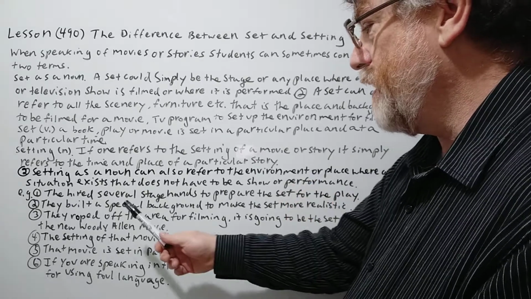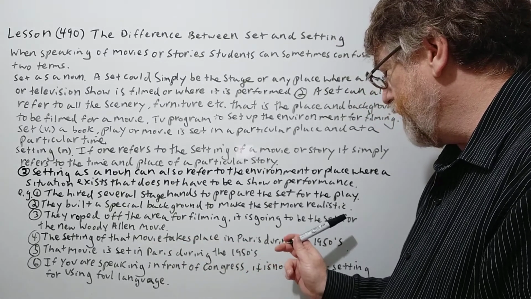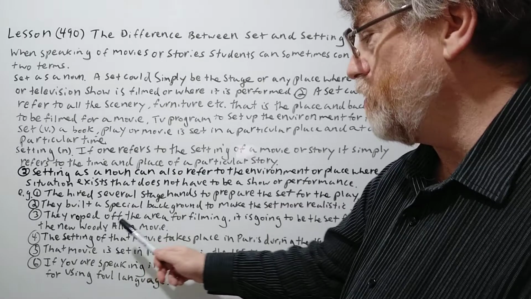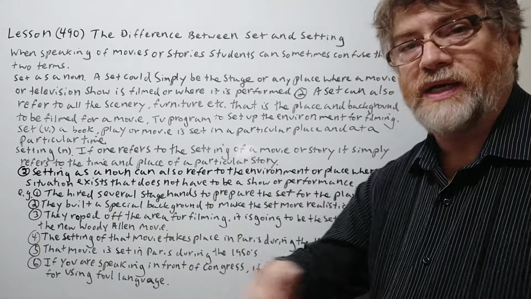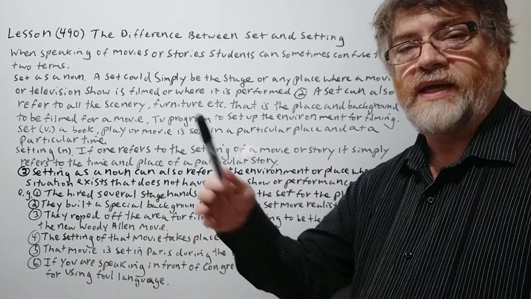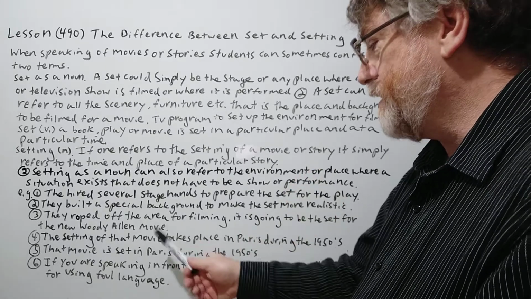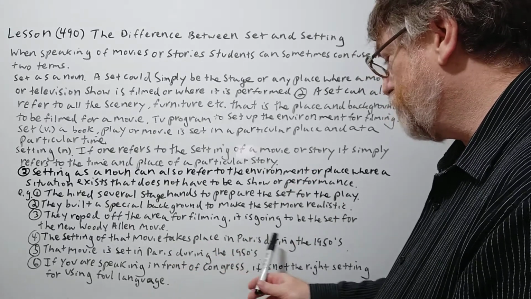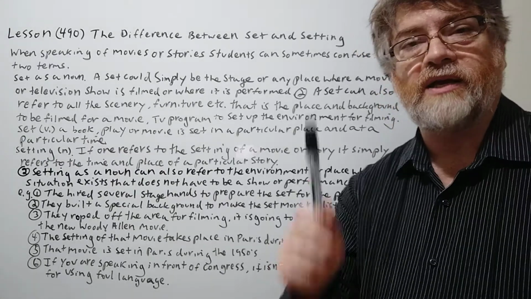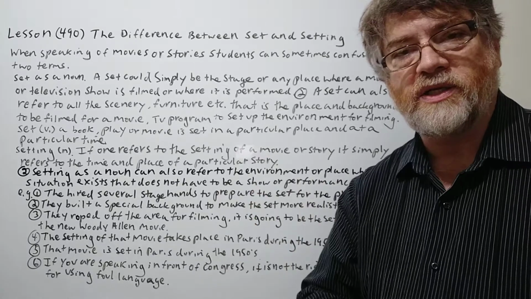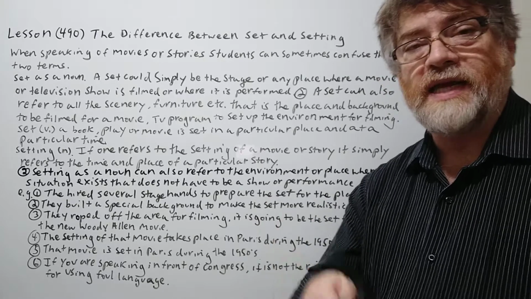Number 3, they roped off the area for filming. It is going to be the set for the new Woody Allen movie. All right, so now this is like a set that is outdoors, not one that's inside, a stage or a theater or anything like that. All right, number 4, the setting of that movie takes place in Paris during the 1950s. So now you know the time and the place. The place is Paris, the time is during the 1950s. That's the setting of the movie. That could be the setting of a story too.